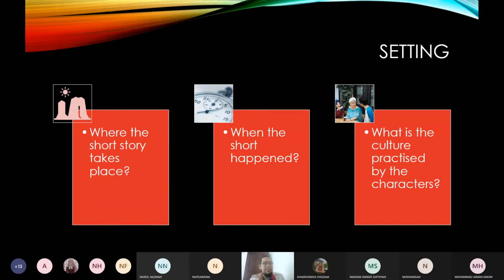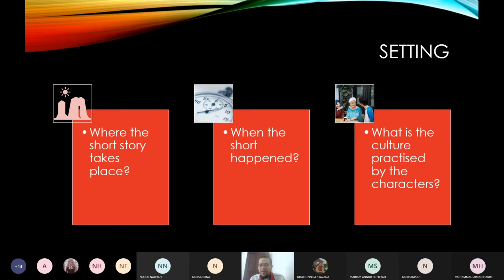So another one yang insyaAllah akan ada is actually the culture practiced by the character. Culture tu apa? Siapa boleh define culture? Anyone? What is culture? Culture is actually lifestyle. So lifestyle of the character apa? Alright, mungkin dia tinggal di kampung, apakah cara hidup dia? Okay, mungkin dia hidup di bandar, what is the lifestyle of the character?